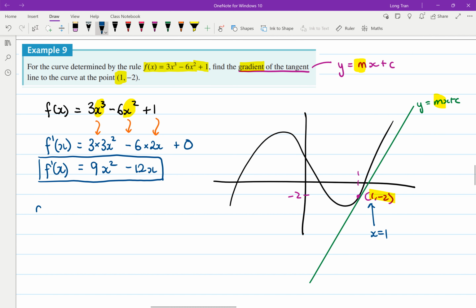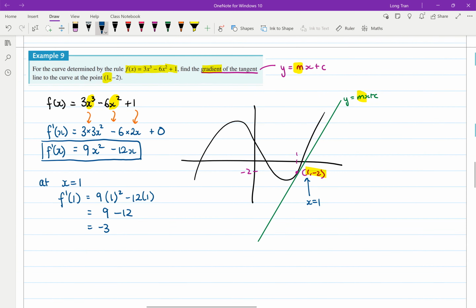So at x equals 1, the derivative at 1, meaning find the gradient when x equals 1, is going to be 9 times 1 squared minus 12 times 1. That really just becomes 9 minus 12, which is negative 3. So what all that calculation just now has done for you is that it told you m is negative 3.